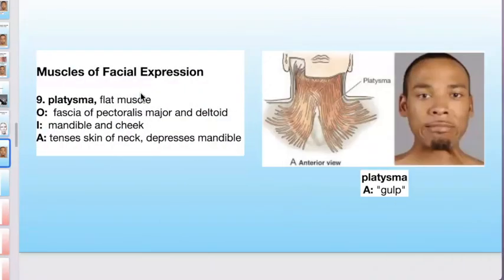And finally, the platysma, which is a flat muscle. The origin is the fascia of the pectoralis major and deltoid. Yes, the origin is the inferior attachment here. The insertion is the mandible and the cheek. And the action is to tense the skin of the neck and also to depress the mandible. And I have named this expression the gulp expression, as in when in a cartoon they make a little character go gulp.